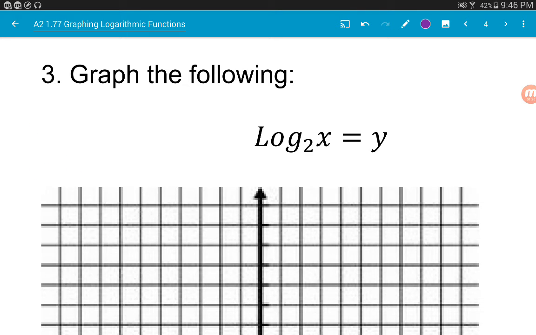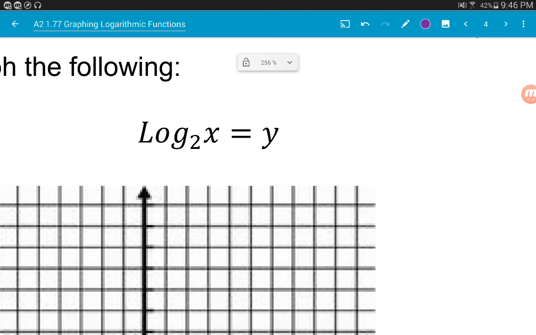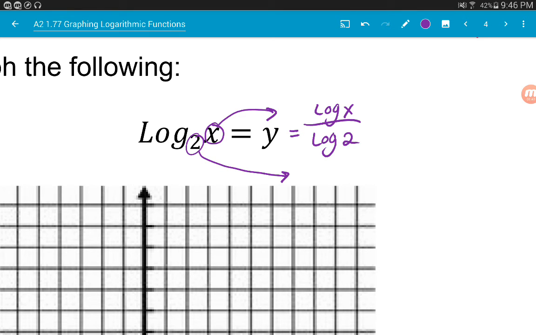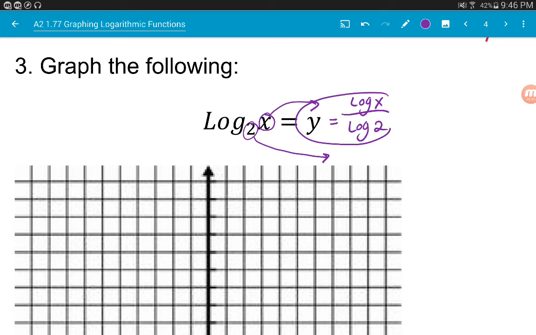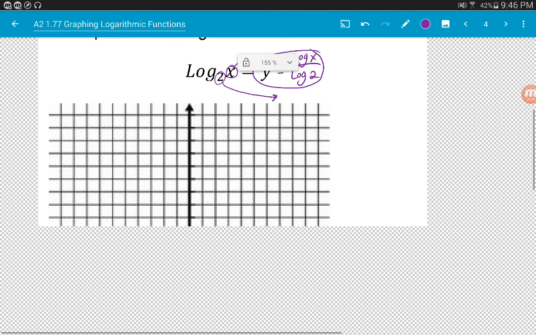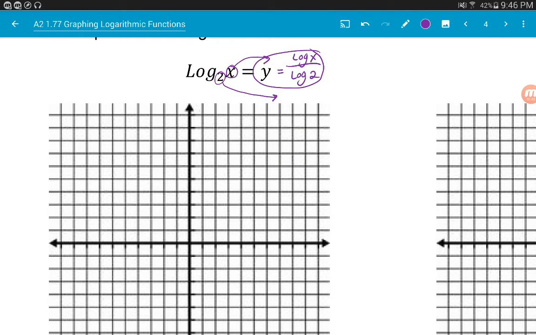So if I want to handle this in the calculator, what I have to do is take the base and bring it down, take the subject, the x, and bring that up. This is equal to log of x, because we brought the x up, over the log of 2, the base that we brought down. So this is how I could graph this in my calculator. And I could find some points from the table. So let's do that real quick.